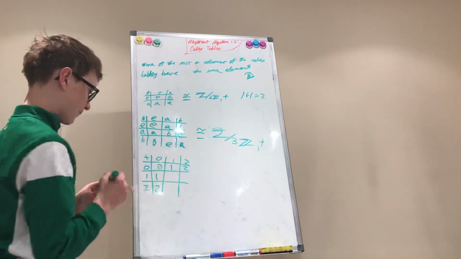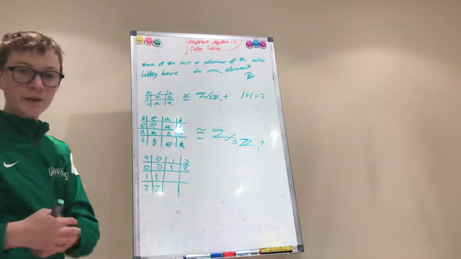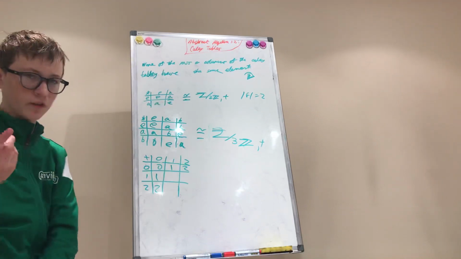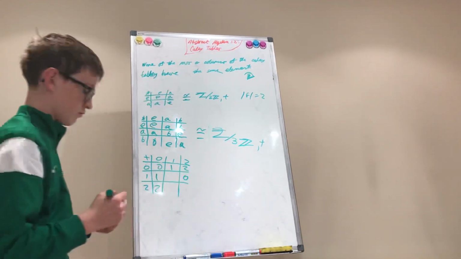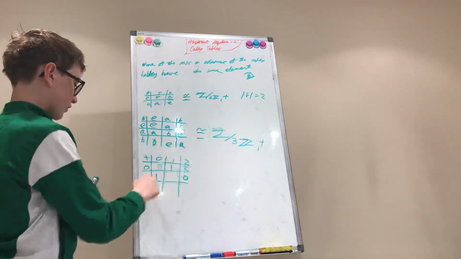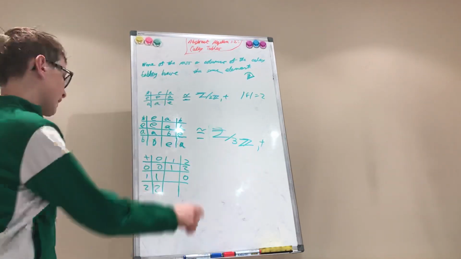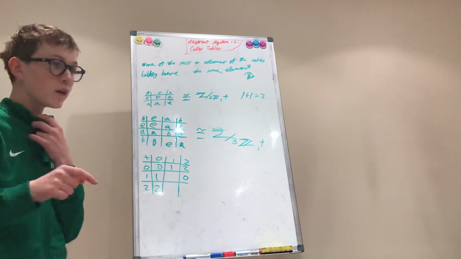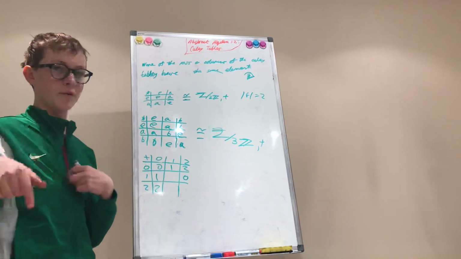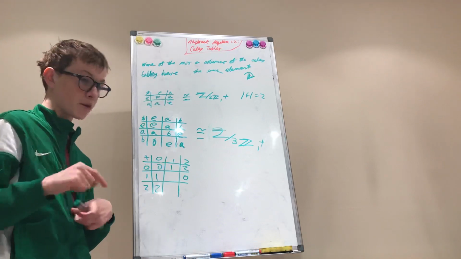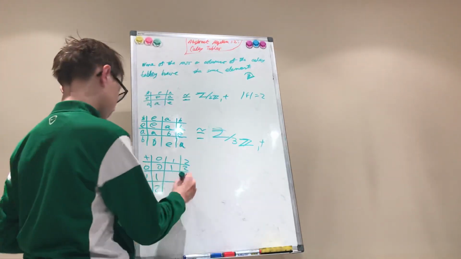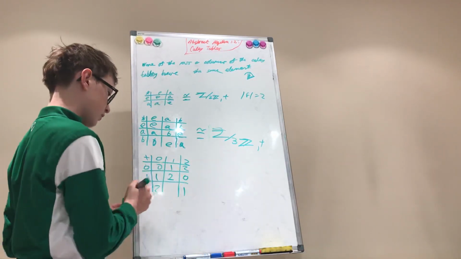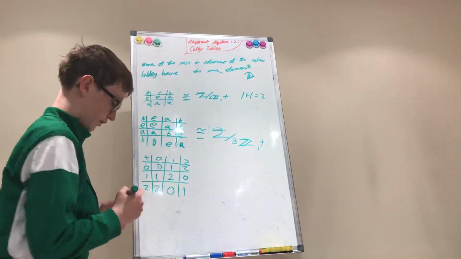And we can do the same thing here. Now, what's 2 plus 1 mod 3? Well, 2 plus 1 is 3, but 3 divides exactly into 3, so this is 0 mod 3. 2 plus 2 is 4, so what's 4 mod 3? 4 divided by 3 is 3 with a remainder of 1. So this is 1. 1 plus 1 is 2. 2 plus 1 is 0, as we already said.